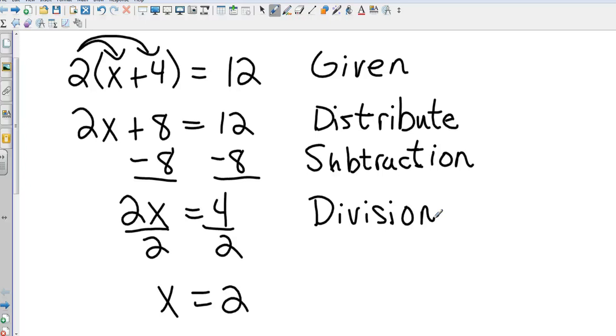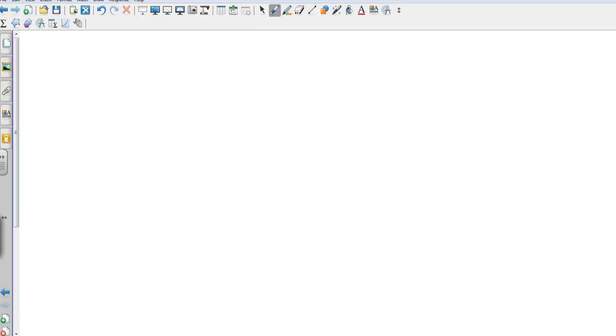So this also works if I were doing a literal equation. And if you remember literal equations, if I gave you P times R plus 1 equals N.